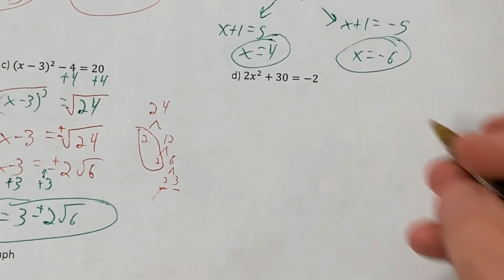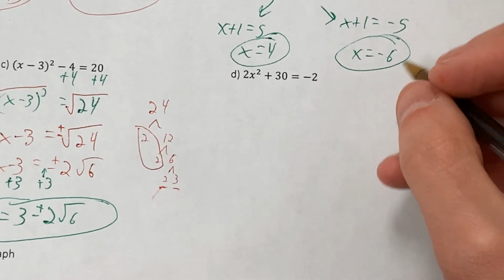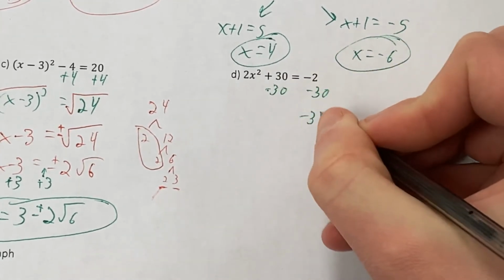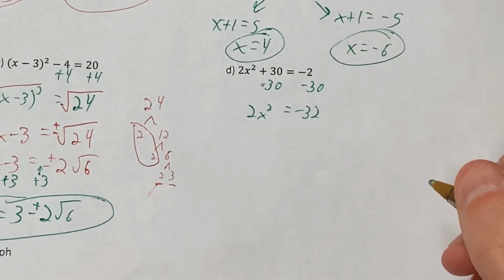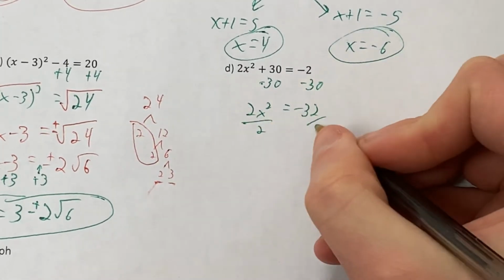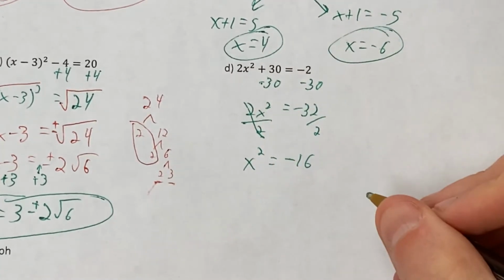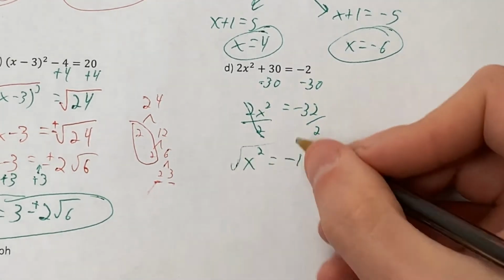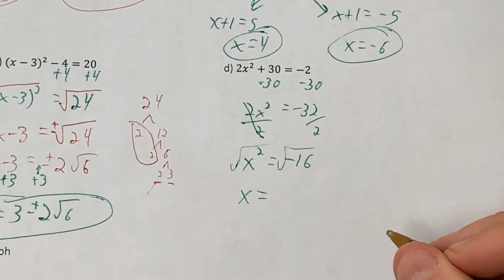This one, solve for x. What do you think? Subtract 30. What do you think? Divide by 2. What do you think? Square root both sides. What do you think?